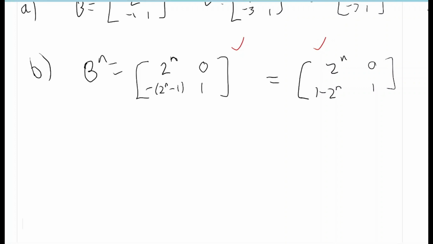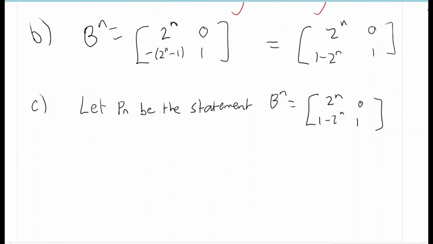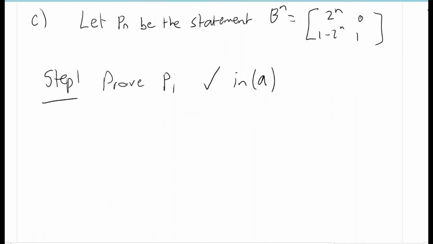Prove your conjecture using induction. So, step 1, well, we've always got to say, let Pn be the statement that B to the n equals [2 to the n, 0; 1 take 2 to the n, 1]. So you say what you're trying to prove. Step 1 is going to be to prove P1, which we did in A. We actually proved all the way out to P4, which was good.